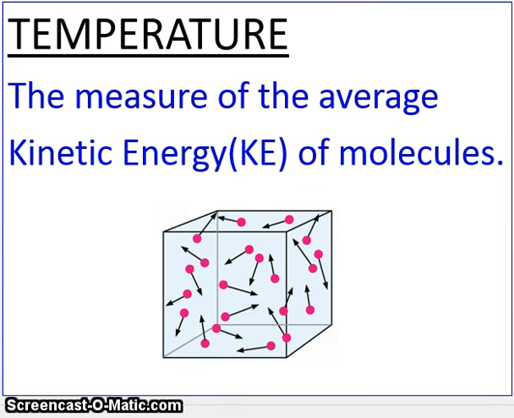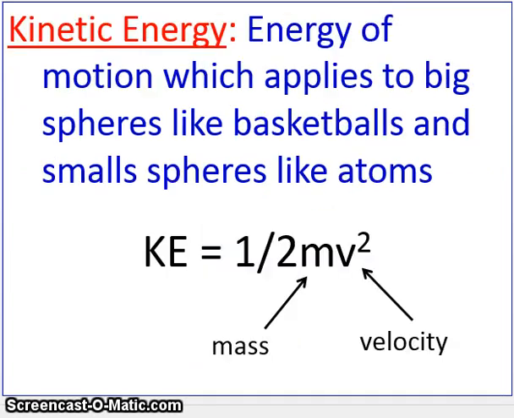Now, kinetic energy has an equation associated with it. If you took physics, you probably would have seen this equation. This idea of kinetic energy applies in physics to big objects like basketballs. We're going to apply it to tiny little objects like atoms. The equation is this: kinetic energy equals 1/2 mv squared, where m is the mass, in kilograms usually, and v is the velocity. So there are two parts to determining the energy of a particle, their mass and their velocity.